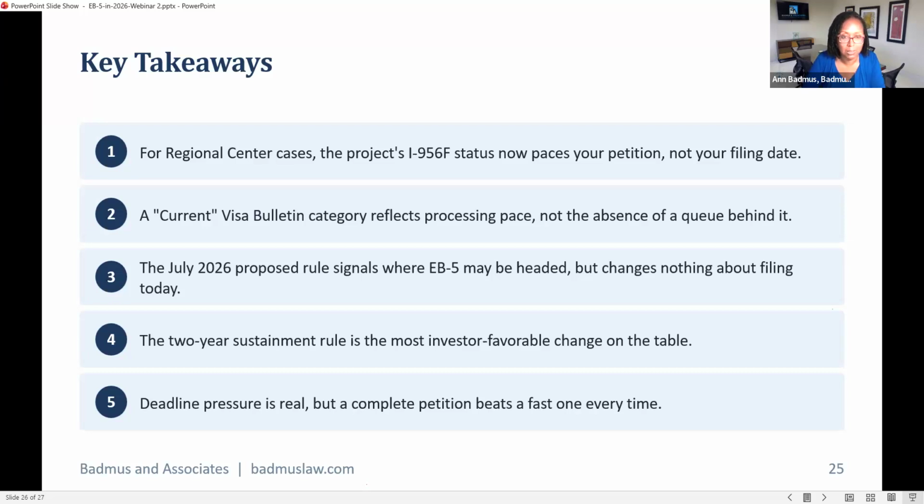Third, the proposed rule determines what is probably going to happen, and we don't know the effective date because, like I said, it's in proposed comment. Probably it would be no earlier than the end of this year before it actually is enacted. But keep in mind, right now, it doesn't change anything about your filing and your process. Also keep in mind that the 2-year sustainment rule that is proposed is very favorable, and it actually is pretty much being used today. It's just being formalized into the rule, so that's really good. But while the deadlines are real, you want to make sure your petition is the best it can be before filing.